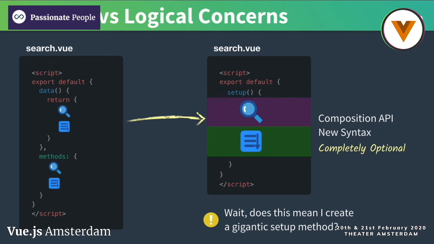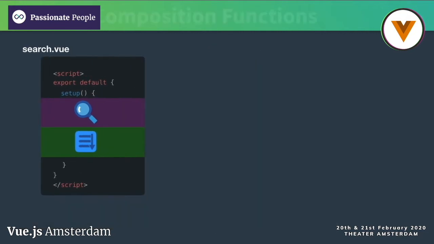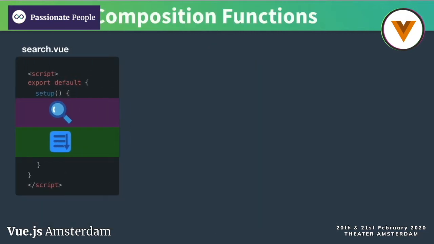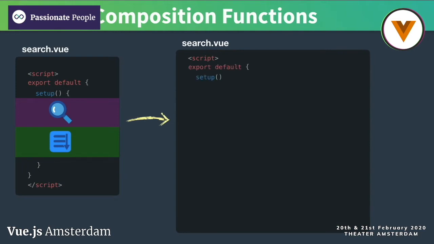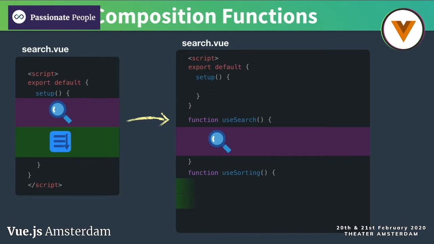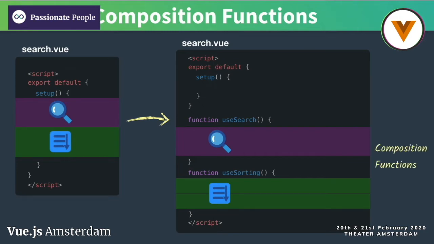Is that really how this is going to work? Well, no. What you're going to end up most likely doing is organizing things into composition functions. So I might have a useSearch composition function and a useSorting composition function. And then inside of my setup function, that's where I might invoke each of those. That's probably more likely how you're going to organize things, not just all inside this one big setup function.